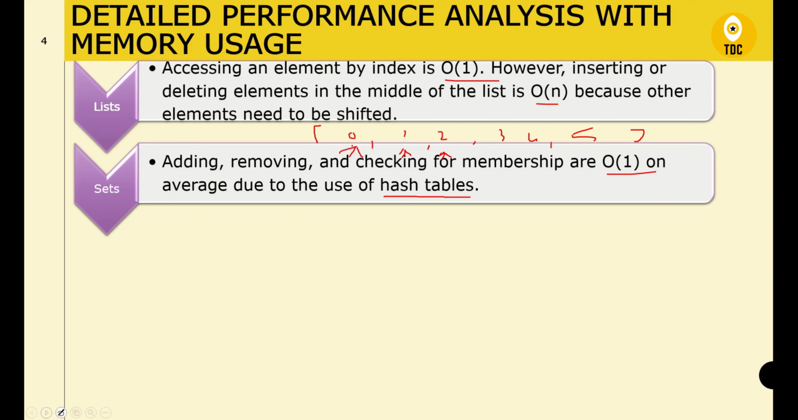Okay, and set has a higher memory overhead compared to list because of the hashing mechanism. So you might think, okay, set is more powerful than list, but actually when you go to the implementation of set, because it is using a hashing mechanism internally, it has a higher memory overhead compared to the list.